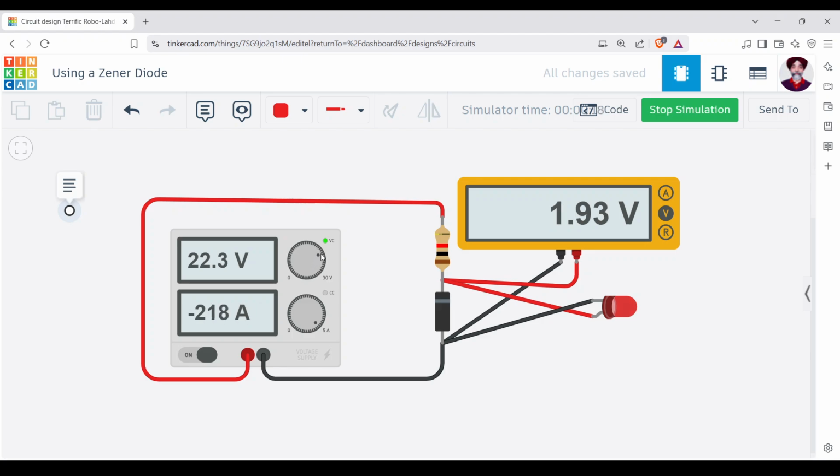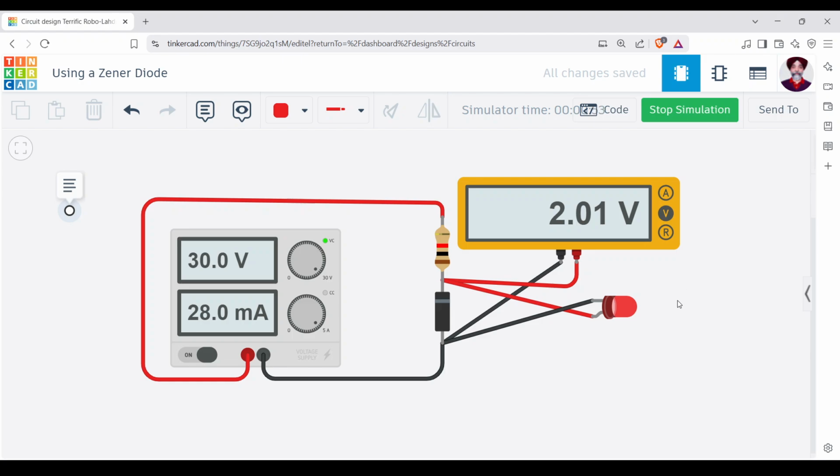If I reduce it, yes, it gets reduced. The LED also dims and it is now totally off. What happens if I give it the maximum voltage? I've given it 30 volts. Still, without a resistor, it has not blown. Why? Because the Zener diode is not allowing more than 2 volts to go across. And that limiting of the voltage is causing the LED to glow properly. No problem with the glowing.